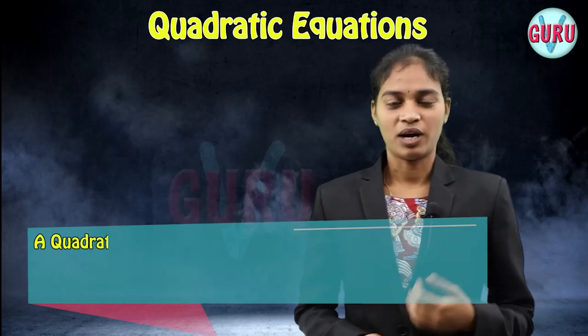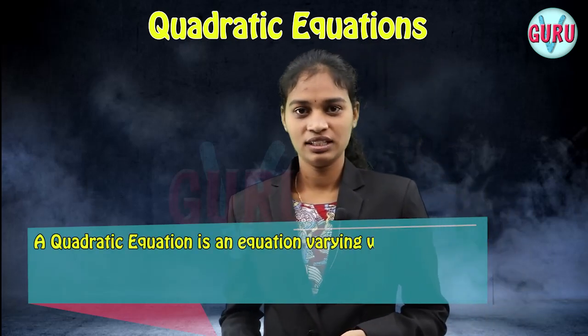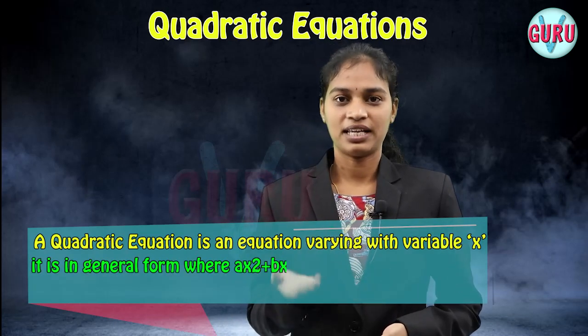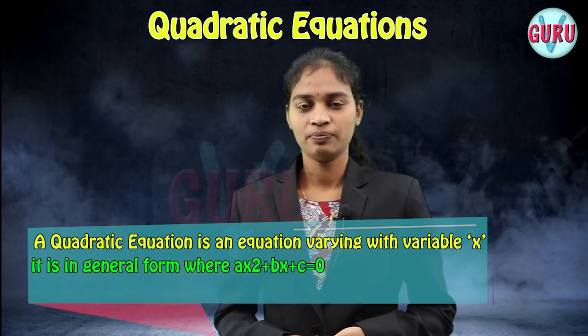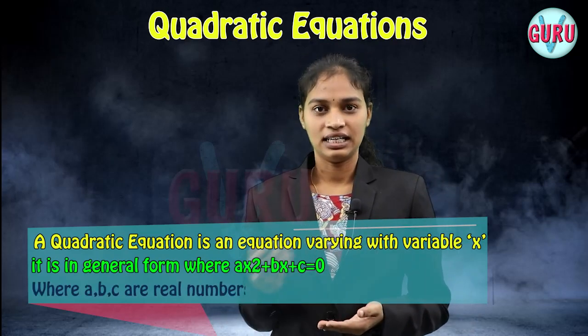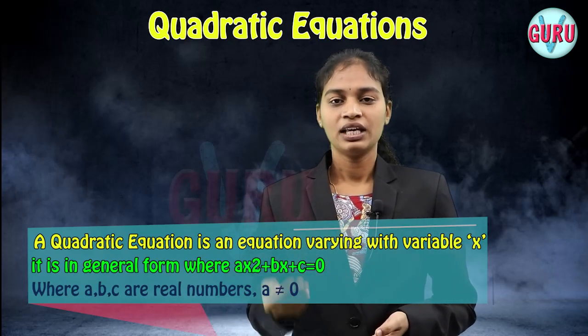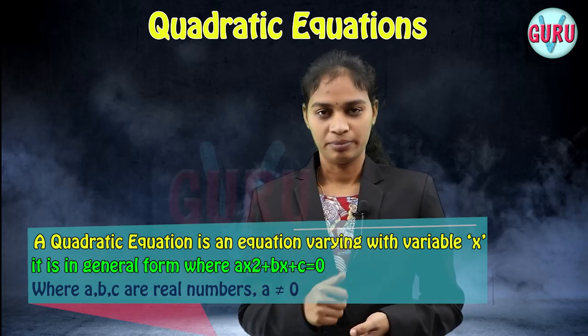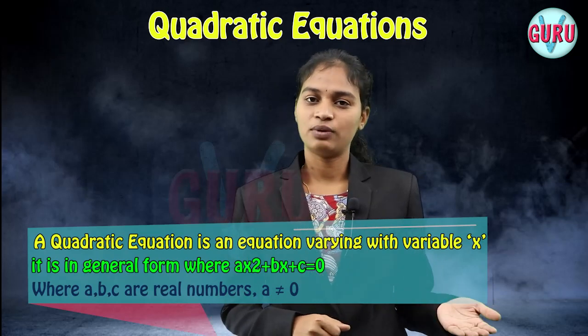Let's go through Chapter 5, that is quadratic equations. What do you know about quadratic equations? A quadratic equation is an equation in the variable x. It is in the general form ax square plus bx plus c is equal to 0, where a, b, c are real numbers. The coefficient of x square, that is a, should not be equal to 0, because suppose if a is equal to 0, then what we get? bx plus c is equal to 0. That means it gives a straight line, or a linear equation.